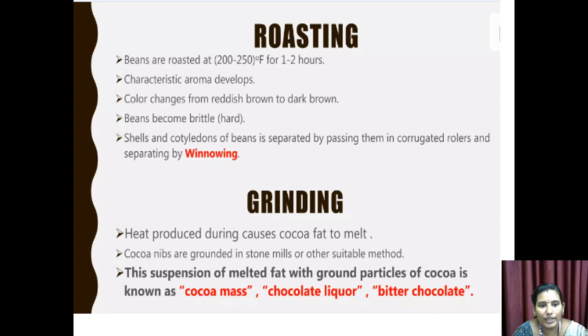Then grinding. Heat produced during grinding causes cocoa fat to melt. Cocoa nibs are ground in stone mills or other suitable methods. This suspension of melted fat with ground particles of cocoa is known as cocoa mass, chocolate liquor, or bitter chocolate.